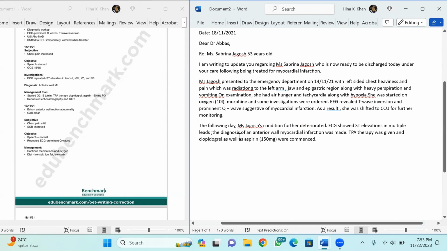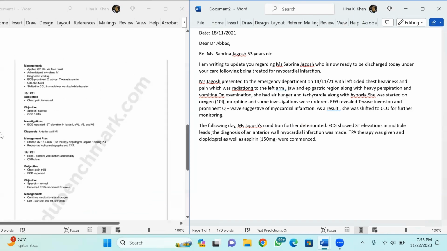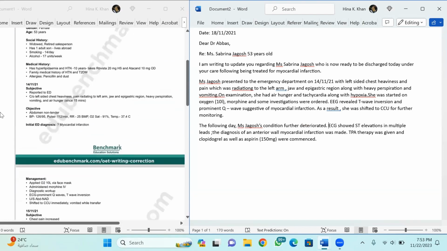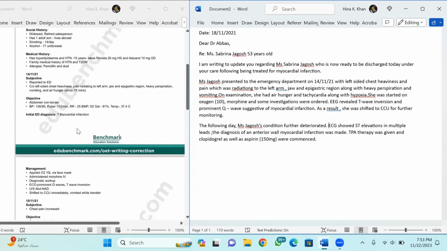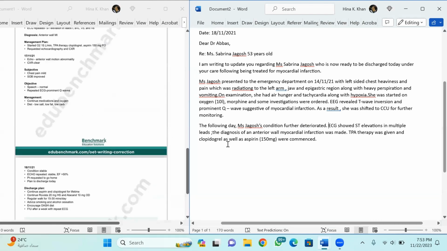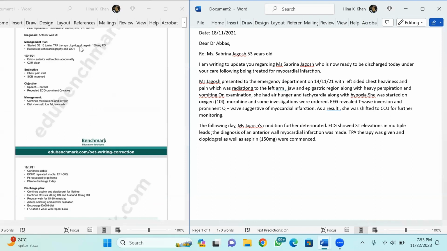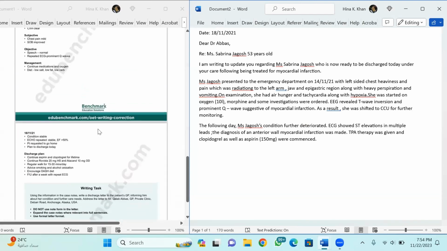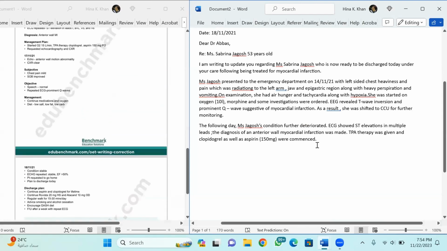Then again, the diagnosis of anterior myocardial infarction was made, because over here we were just having a question mark. We were just suspecting it. Now the diagnosis was made, and then TPA therapy and clopidogrel were administered, or commenced.